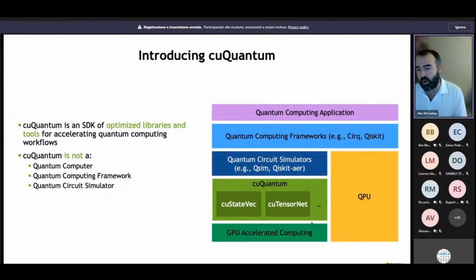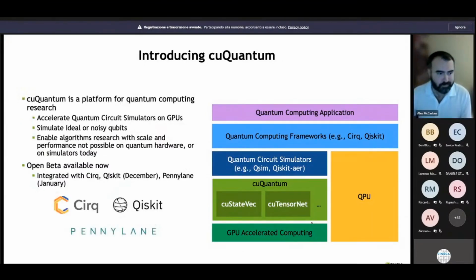And then, of course, the quantum computing frameworks delegate down to the circuit simulators, which ultimately delegate down to the quantum SDK. So it is a platform for quantum computing research, right? This foundational layer provides an API for interacting with our GPU architectures, specifically for circuit simulation tasks. And because it sits at such a low level, at this matvec application level for QStateVec, for instance, you can simulate ideal qubits, you can simulate noisy qubits. It's really up to the application.